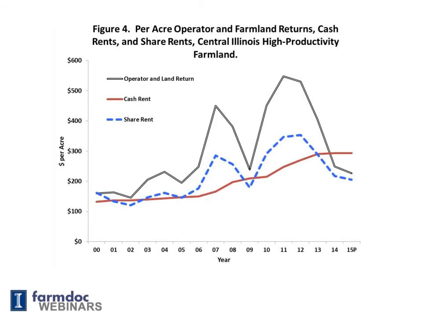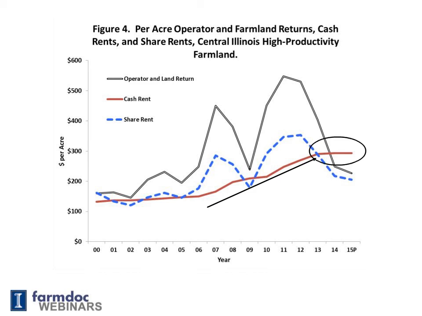The blend operator and land return is given in this figure, along with cash rents by the red line and share rents by the blue dashed line. The red line gives average cash rents. There is considerable variability in cash rents. These are averages. As can be seen, cash rents increased from 2006 through 2014. In 2014, the average cash rent for Central Illinois high productivity land was $294 per acre.